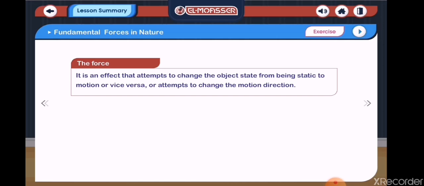Now we can define the force. What's meant by force? Force is an effect that attempts to change the object state from being static to motion or vice versa, or attempts to change the direction of motion. The measuring unit of force is Newton.